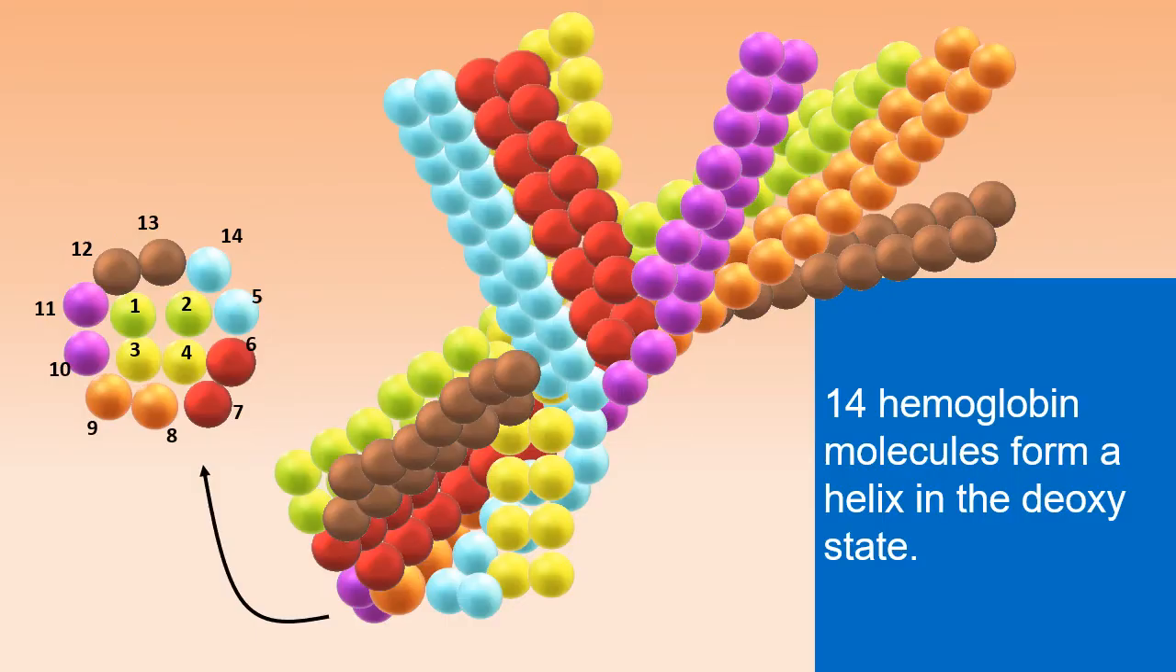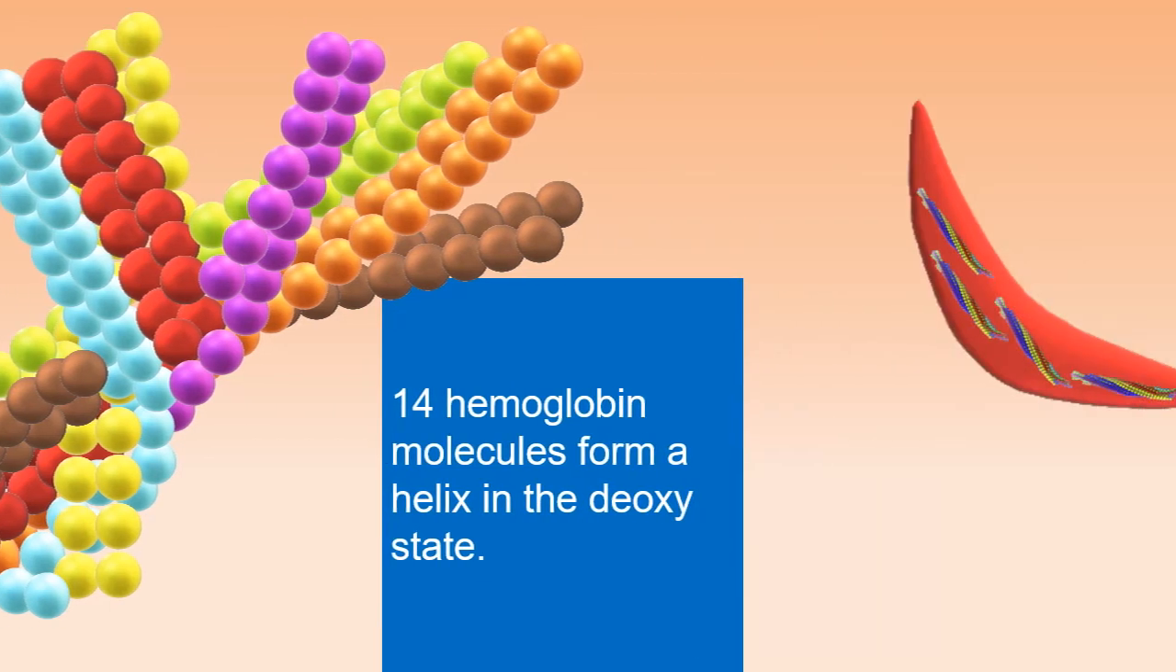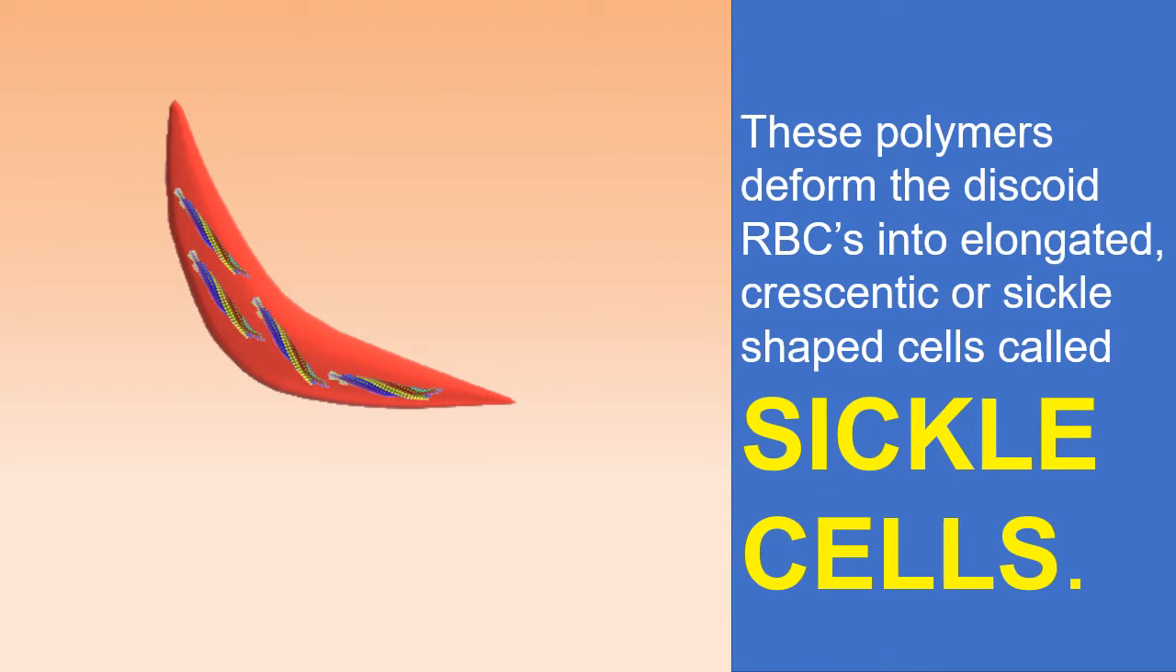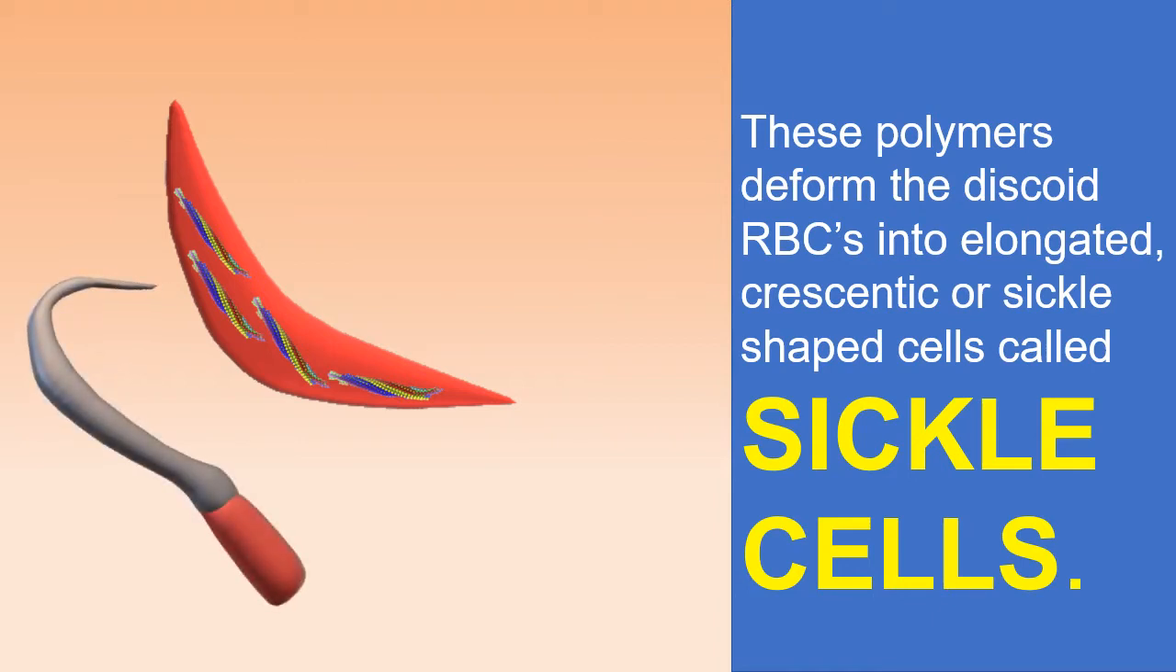These polymers are composed of 14 hemoglobin molecules that form a helix when in the deoxy state. These polymers deform the discoid-shaped RBCs into elongated, crescentic, or sickle-shaped red cells and are hence called the sickle cells.